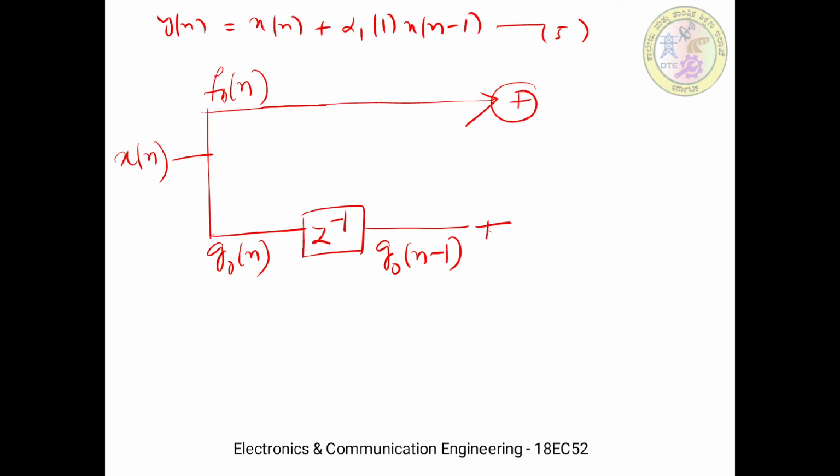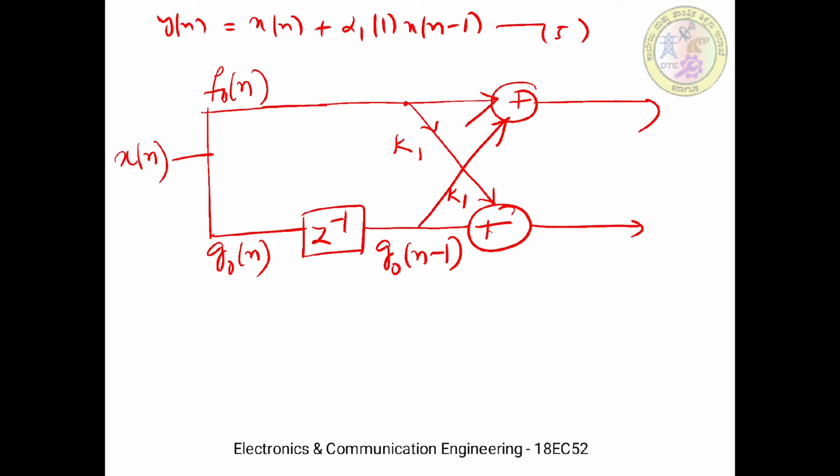Similarly g naught of n minus 1 will also go to an adder. Here g naught of n minus 1 will be added with the weight k1. Similarly the signal from the upper path will again be added here with k1 as a multiplier, or the weight. Whatever result we get, let us call this f1 of n. This is nothing but y of n, that is equation 5. And let us call this output g1 of n.